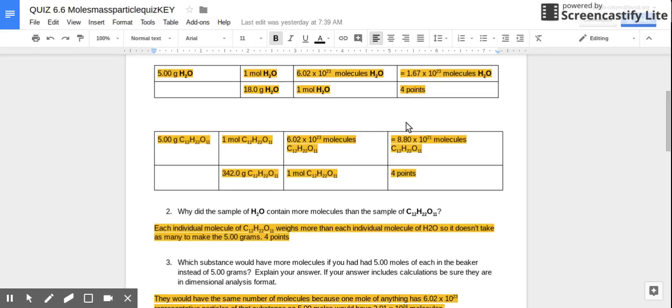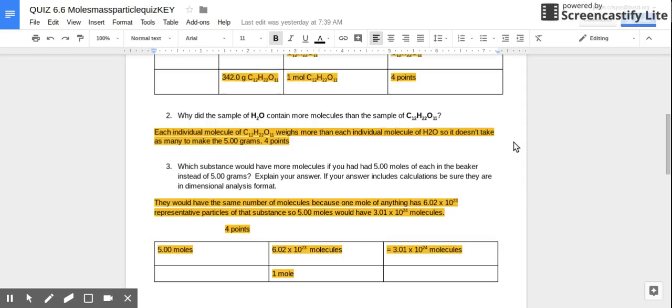For number 2, you could have expressed it in a couple of different ways. I just said in this case that each molecule of C12H22O11 weighs more than each molecule of H2O, so it won't take as many of them to make up the 5 grams. You could have reversed that and said that each molecule of water weighs less, and so it would take more of them to make up the 5 grams. So one of those 2 versions is what you're going to do in order to explain this process. And again, this goes back to that analogy that I used with the money.